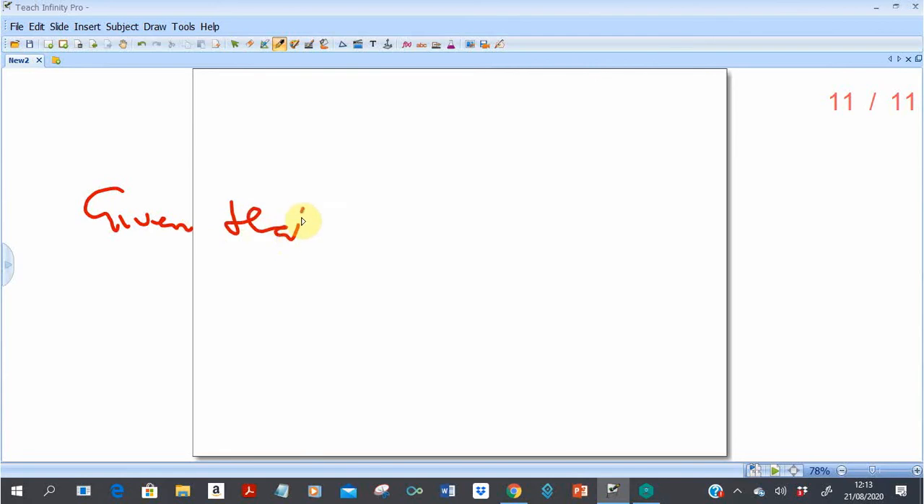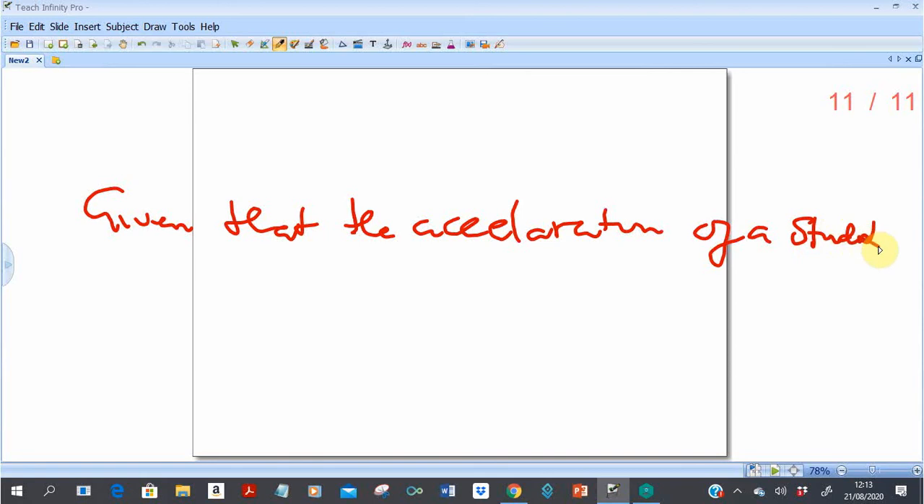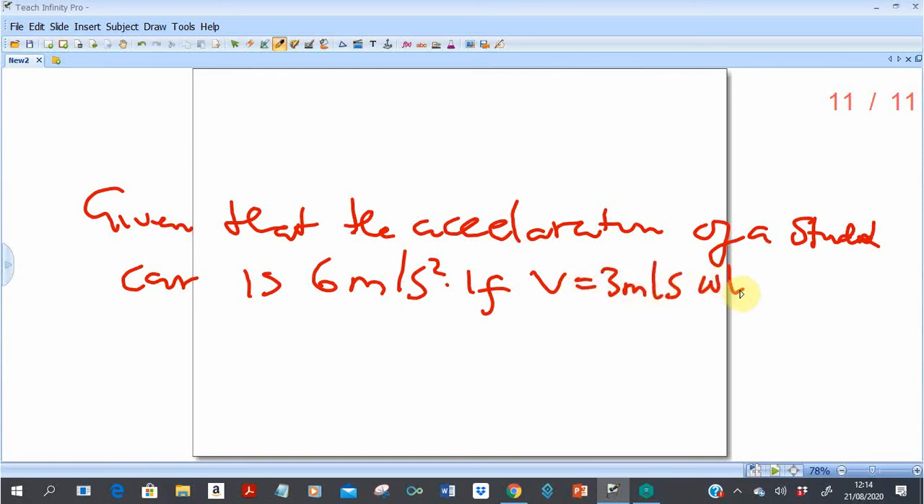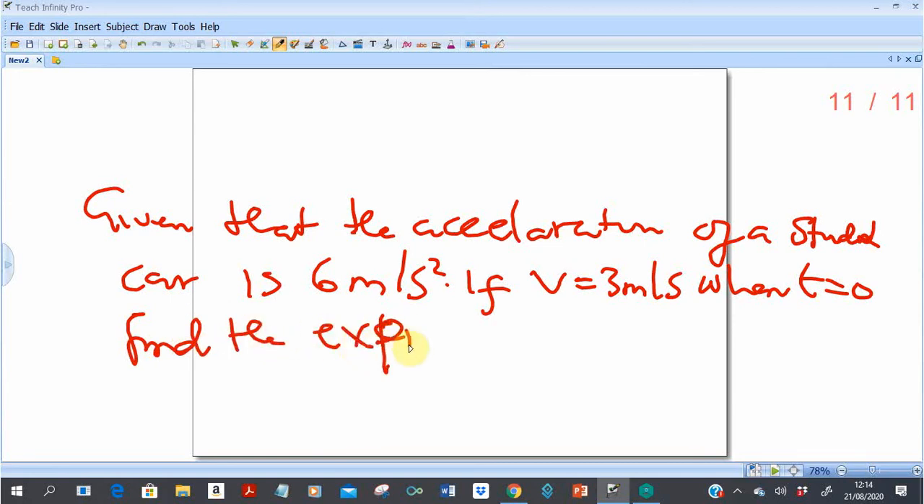Given that the acceleration of a student's car is 6 meters per second squared, if velocity is equal to 3 meters per second when time is 0, find the expression for velocity.